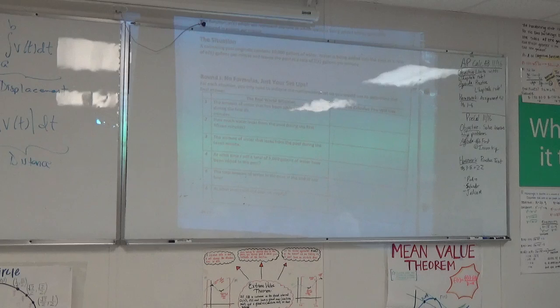How do I find the average value of a function over a particular interval? Andrew, how did you find average value last time in all those homework problems? By finding the definite integral, then dividing by, well, okay, it's from A to B of f of x dx, divided by b minus a. Everybody okay? All right, and last one.